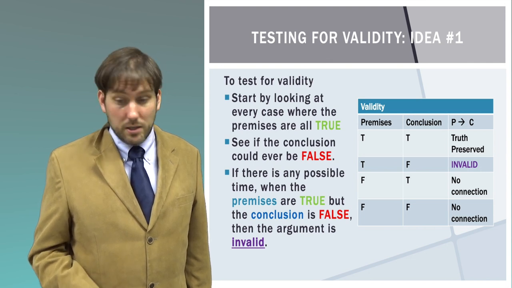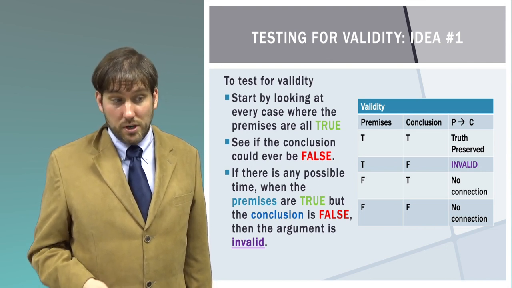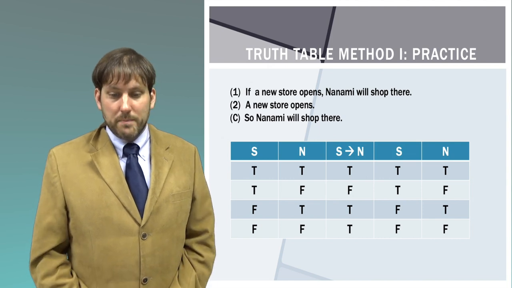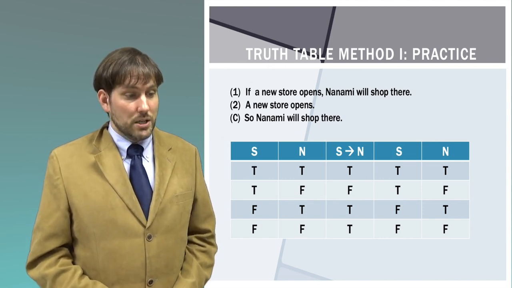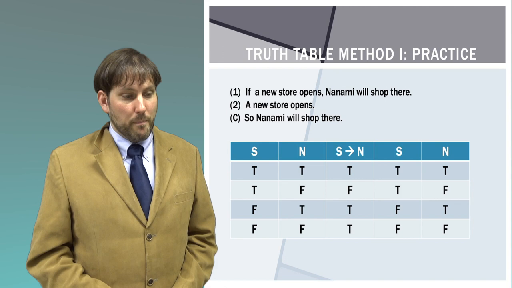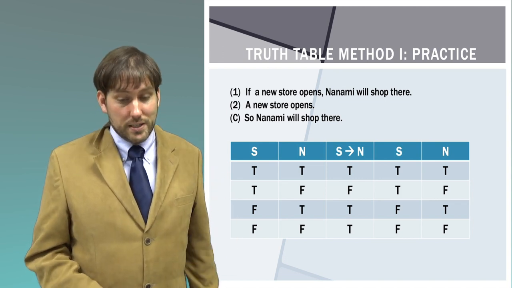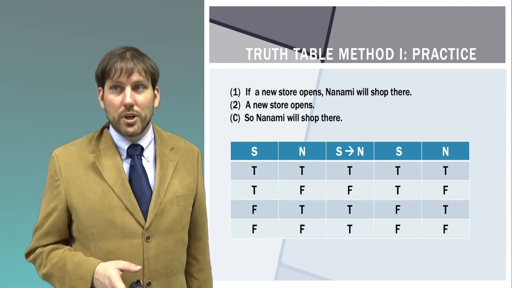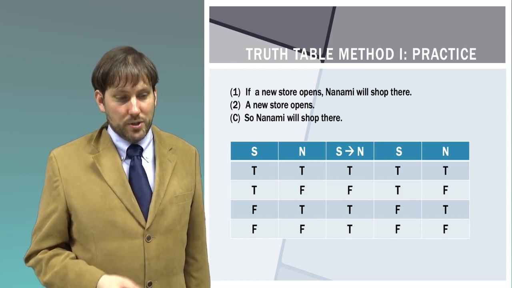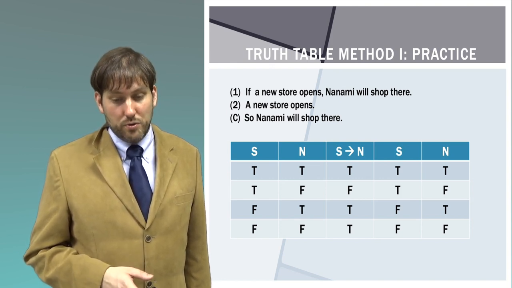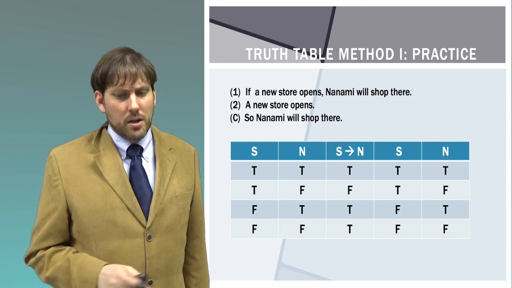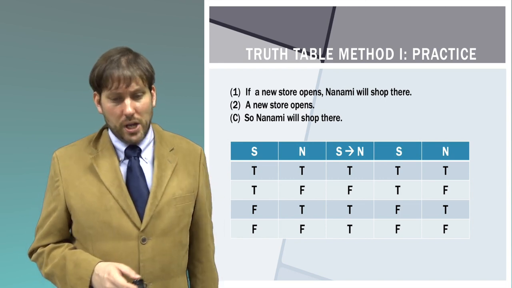So let's look at the previous slide just for a second or two here. All right, so what are the things we need to look at? We need to look at places where both premises are true. There's only one place where both premises are true, that is the very top. When we look at the very top, we see that both premises are true and the conclusion is true, so we know this is valid. So far I've given you two in a row that are valid.